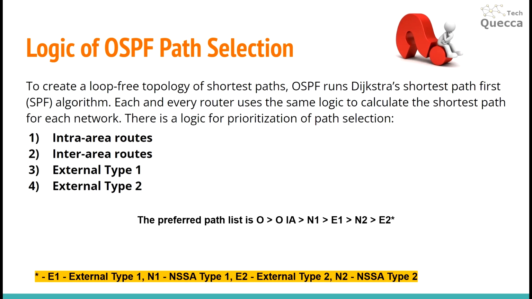To create a loop-free topology of shortest path, OSPF runs Dijkstra's shortest path first algorithm. Each and every router uses the same logic to calculate the shortest path for each network. There is a priority, a logic for how to choose or prioritize routes for path selection. The first one in this logic is intra-area routes. Then inter-area routes, next goes external type 1 route, and the last one external type 2 routes.